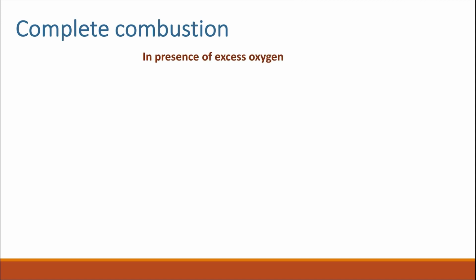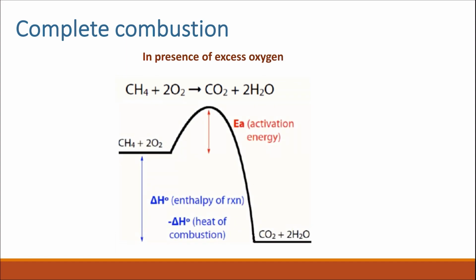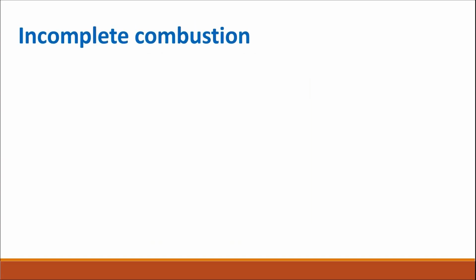Complete combustion. We know that alkanes are flammable. They will burn in the presence of oxygen to give you energy. In the presence of excess oxygen, they undergo what we call complete combustion, and this means that the alkane will completely burn to give you only carbon dioxide and water. This is an exothermic reaction, and this is the main reason why alkanes are used as fuel, because of the amount of energy that is released when they are burned.